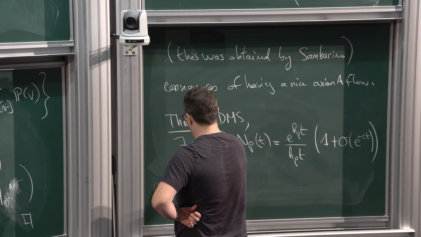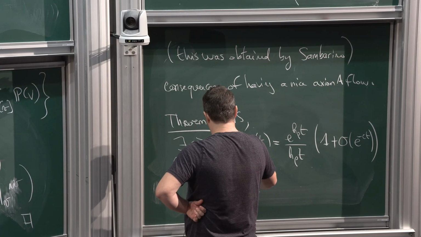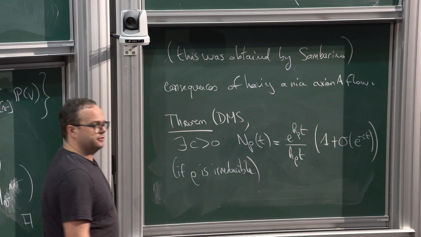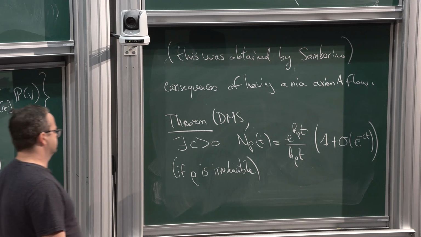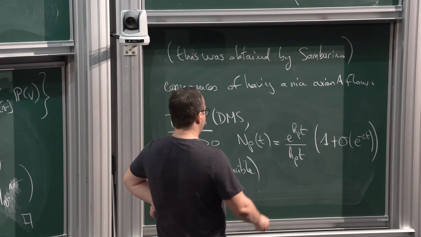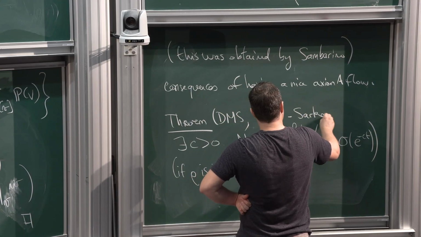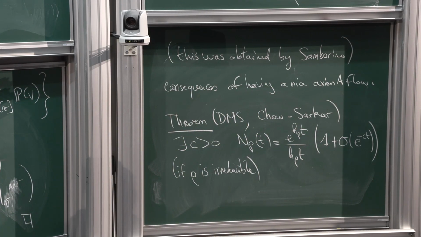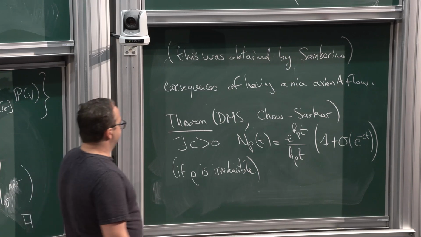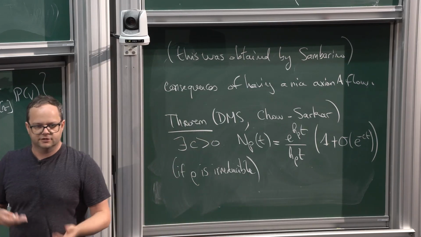I should say if rho is irreducible, although you can definitely remove this hypothesis by looking at semi-simplifications of all this. This is a comment that Kostas Tsouvalas told me. And it was also obtained independently by Cho and Sarkar by essentially trying to find finer properties of the codings of Samparino's flow. But our proof uses some results for some nice axiom A flows that also uses nicer properties of these codings anyway.